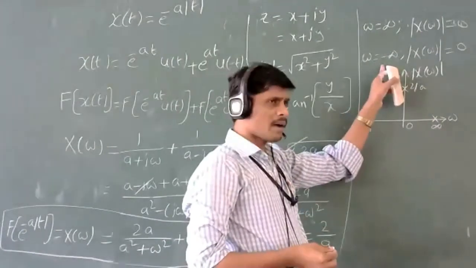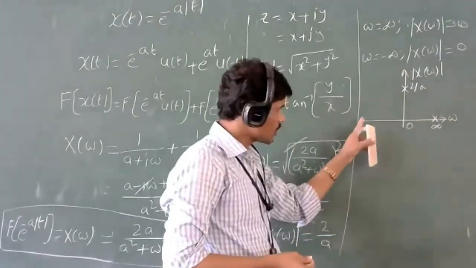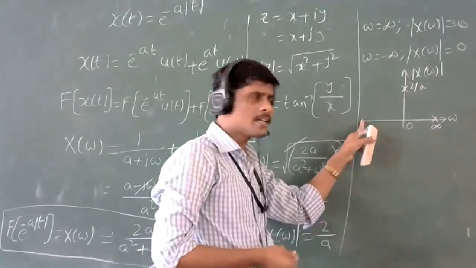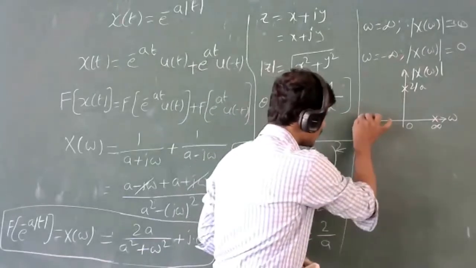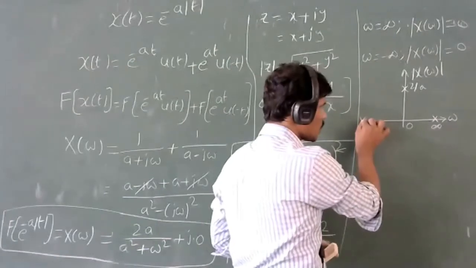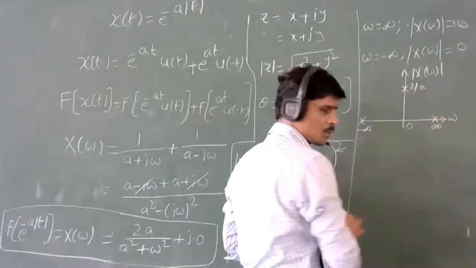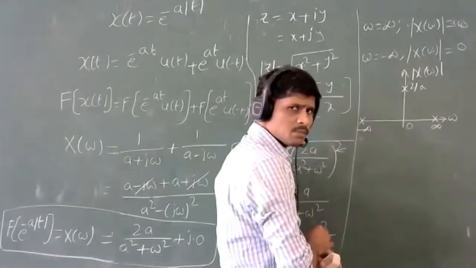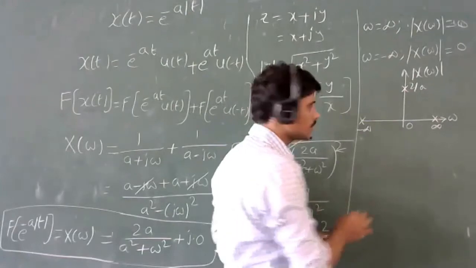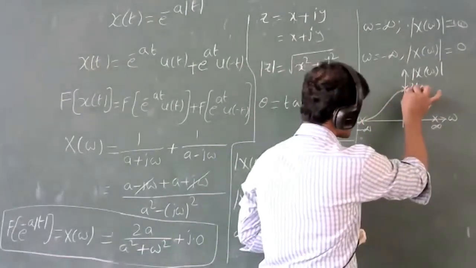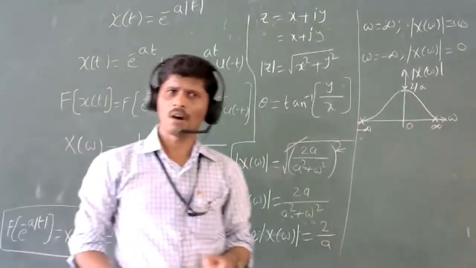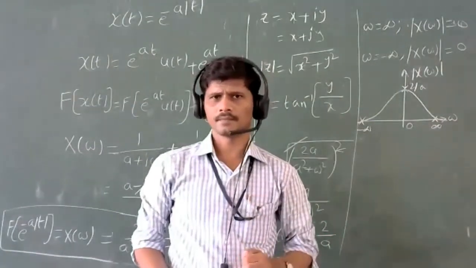And if omega is equal to minus infinity, that is the negative x-axis. So this is omega is equal to minus infinity. At omega is equal to minus infinity, what is the magnitude value? 0. So 0 means on the x-axis. Connect these 3 points by a smooth curve. This is one point, this is another point, this is another point. So connect these 3 points by a smooth curve, and we get the magnitude spectrum or amplitude spectrum.